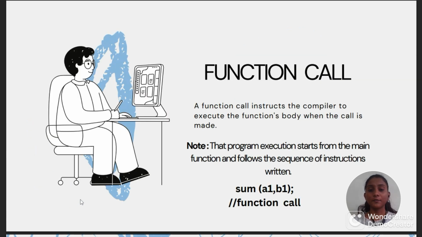Function call. A function call instructs the compiler to execute the function's body when the call is made. Note, the program execution starts from the main function and follows the sequence of instructions written. Here sum(a1, b1) is a function call that instructs the compiler to execute the function's body.